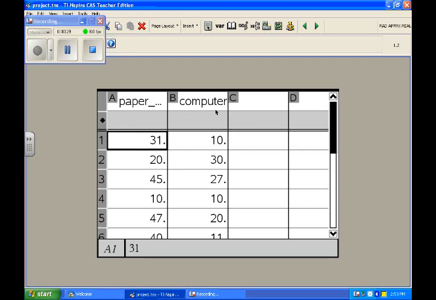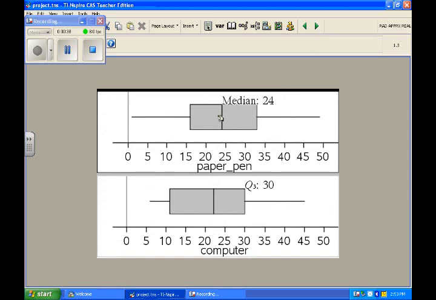In column B, you can see the treatment who had the fee trainer on the computer. We had 35 students in this group. On the next slide, we decided to graph our results in box plots. The graph on the top was the paper and pencil graph, and the bottom was the computer group.